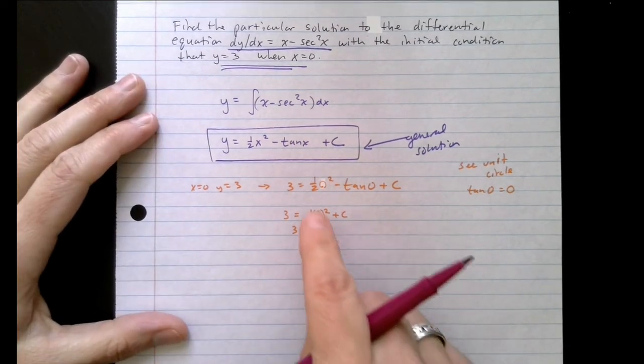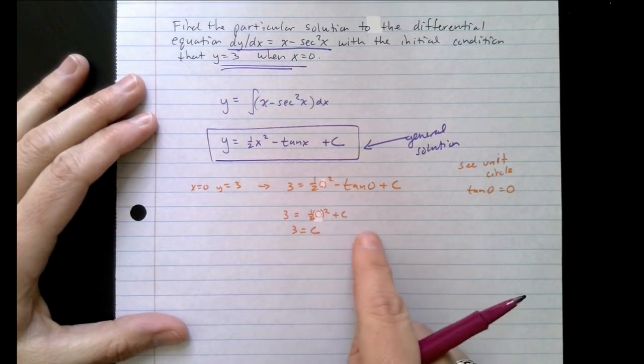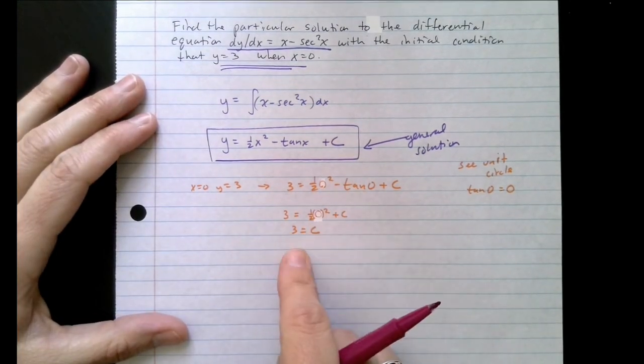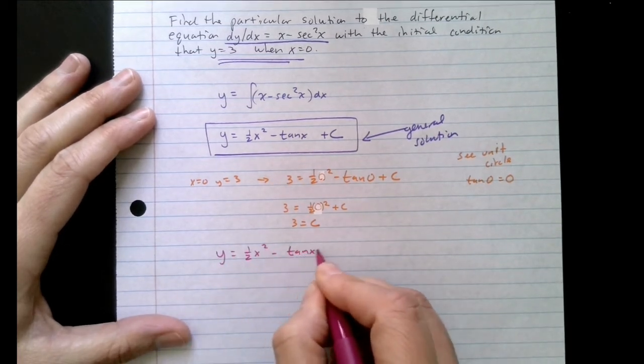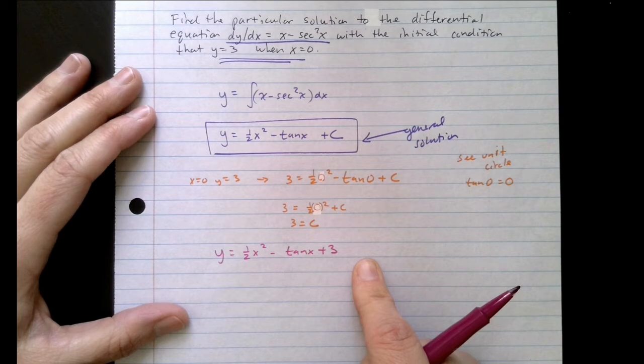I had a few mistakes there, but I forgot to substitute 0 here. But regardless, I cleaned it up, so c is 3. So now let's write our particular solution. There's something I want to point out here.